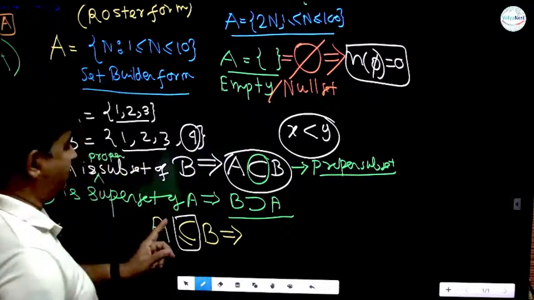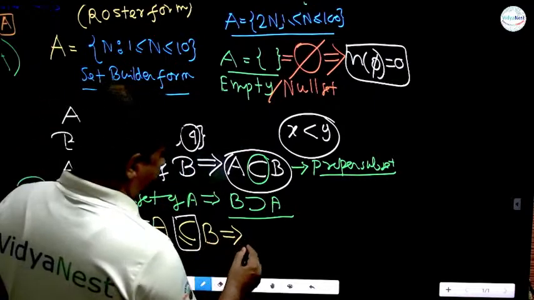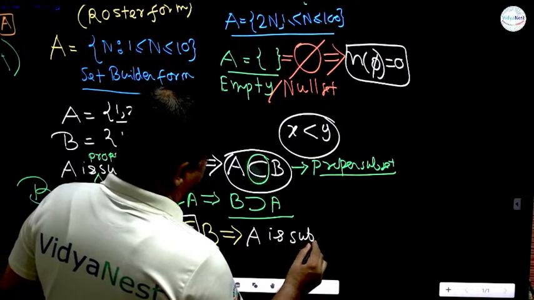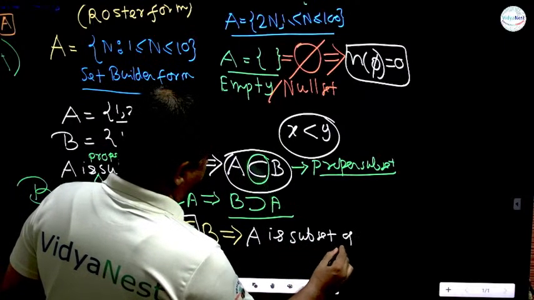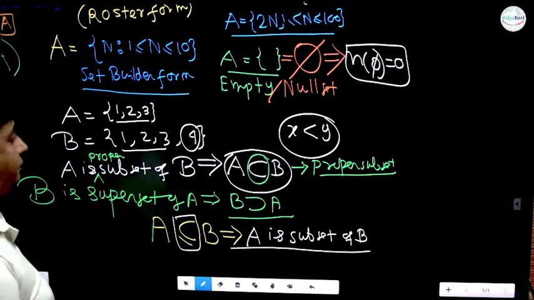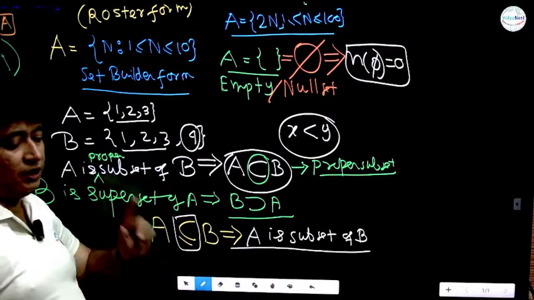This symbolizes what? A is a subset of B. A is a subset of B.